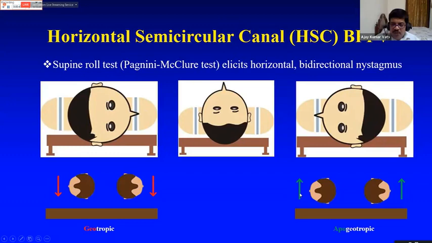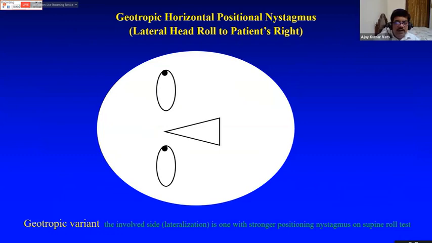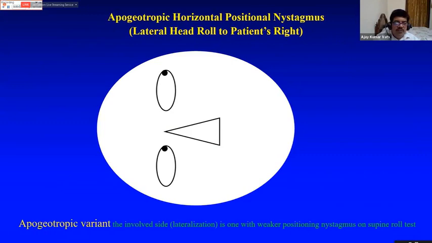So this is a model where the right lateral head roll is eliciting a geotropic nystagmus. The quick component is towards the earth and the slow component is away from the earth. In geotropic variant, the involved side is the one with the stronger positional nystagmus on supine roll test. The other side is the apogeotropic horizontal positional nystagmus, in which the quick component beats away from the lowermost ear.